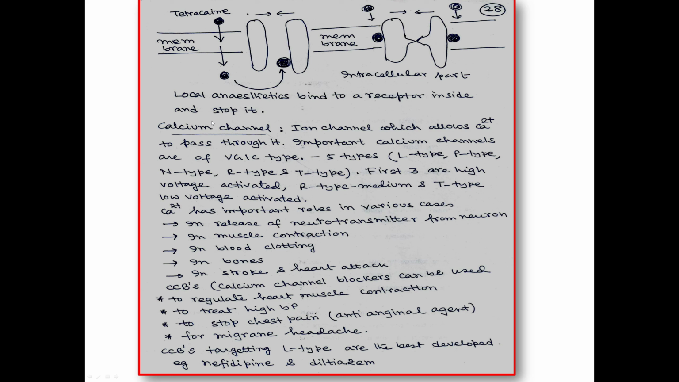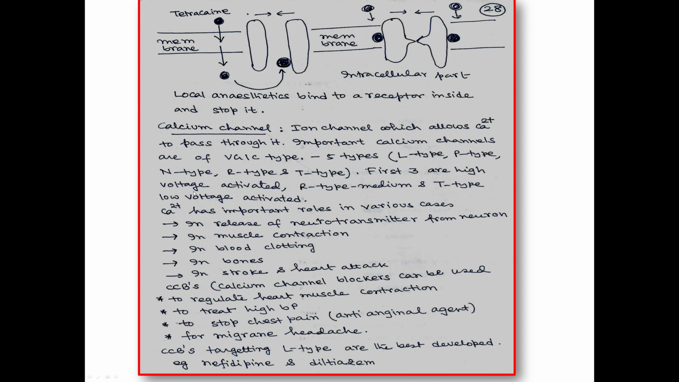Now I will move to the calcium channel. I have covered the voltage gated sodium ion channel targeting medicine tetracaine, which is the local anesthetic, and I am moving to another ion channel, the calcium ion channel. From the name it is clear that this ion channel allows the movement of calcium 2 plus, and the important calcium channels are voltage gated. Five types are there: L type, P type, N type, R type, and T type.